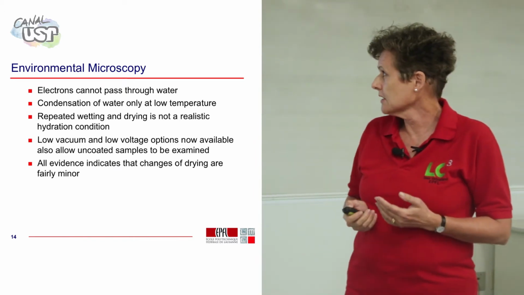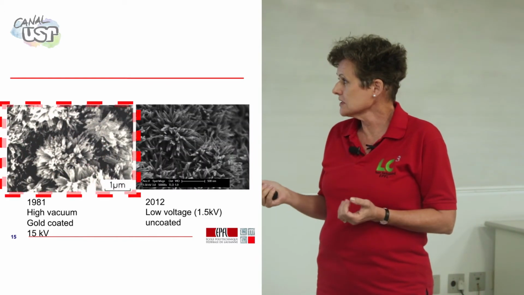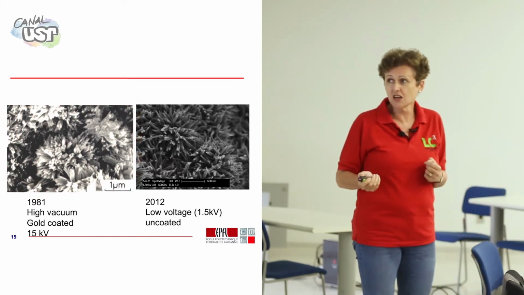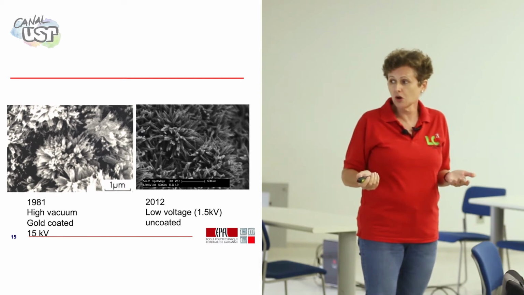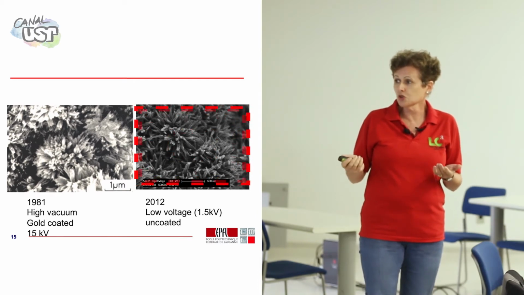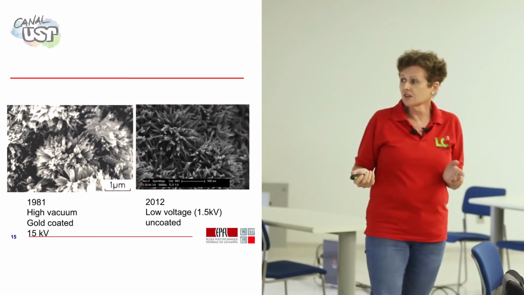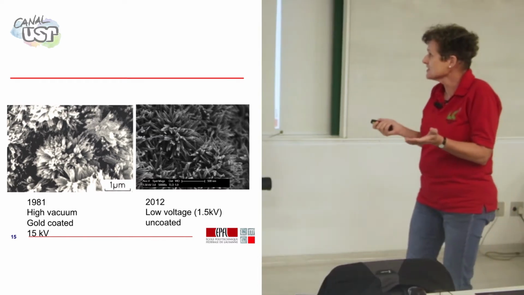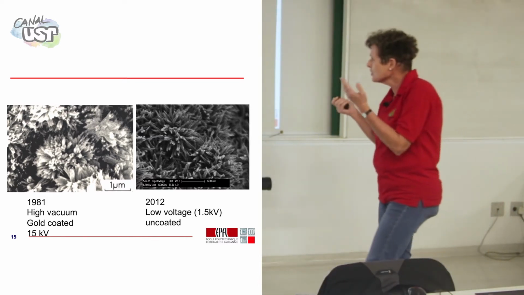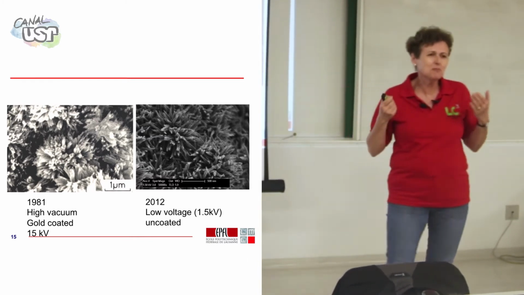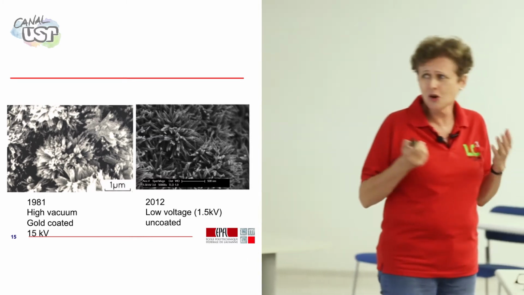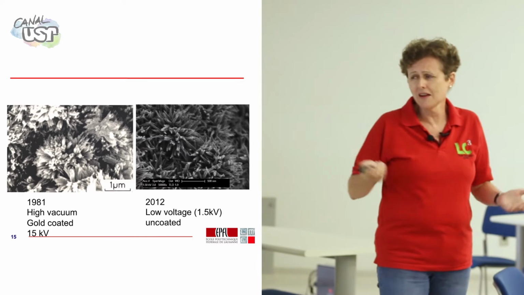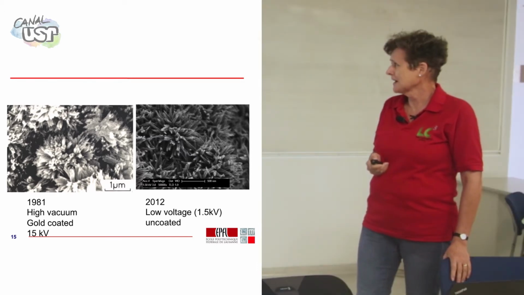You don't need an electron microscope. This is a nice example. This is a picture I took in 1981 in my PhD thesis. This is a fracture surface done in high vacuum. It was gold coated. And this is a picture one of my students took in 2012. She did it in a very nice low voltage, uncoated, everything. And basically you see they're the same. If you look at the fine detail, it may be a little bit different, but it's basically the same. So don't be taken in by any of this blah, blah about environmental microscopes and anything like that.